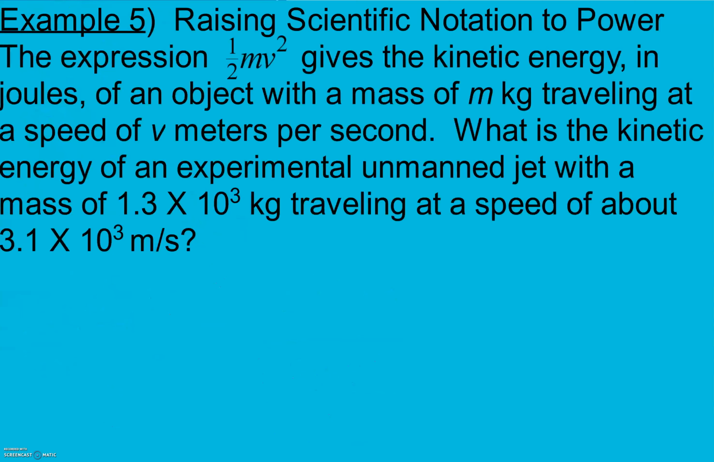Example 5 is raising scientific notation to a power. The expression 1/2 mv squared gives the kinetic energy in joules of an object with a mass of m kilograms traveling at a speed of v meters per second. What is the kinetic energy of an experimental unmanned jet with a mass of 1.3 times 10 to the 3rd kilograms traveling at a speed of about 3.1 times 10 to the 3rd meters per second?